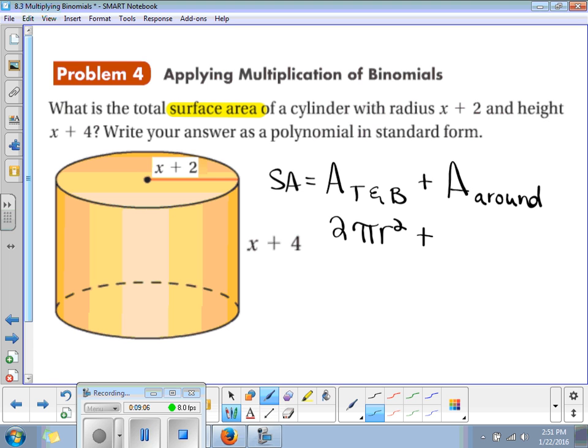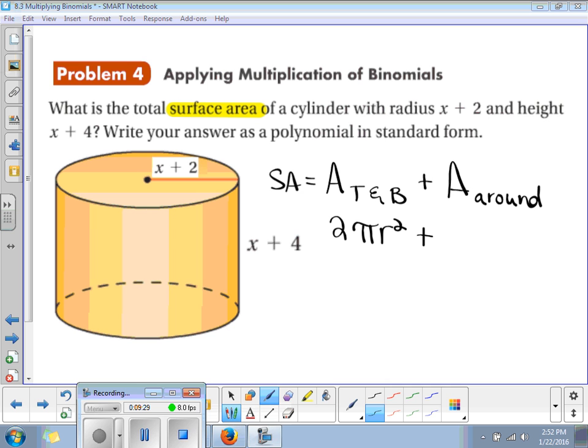Well, that's the around part. Now, do you know what shape this around part is? Cylinder. No. What's a square? No, a rectangle. It's a rectangle. Very good. It's kind of like a soup can label. The around part is a rectangle.